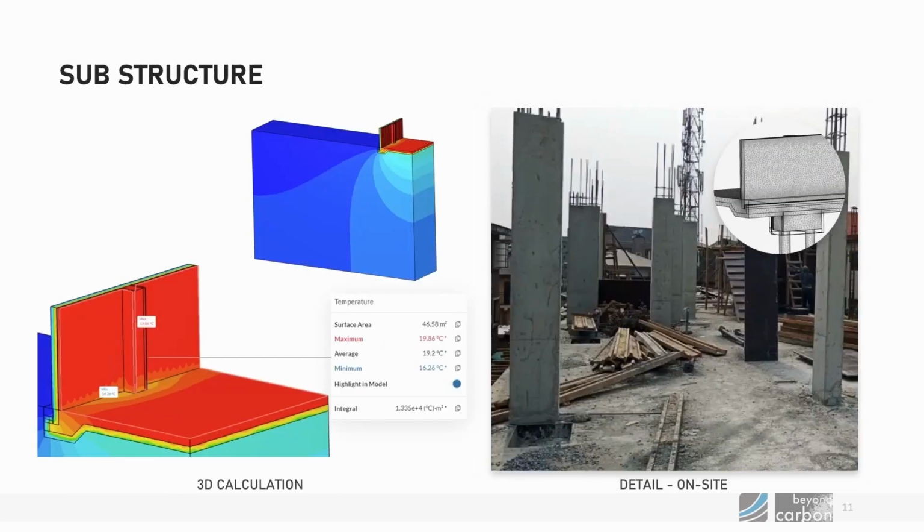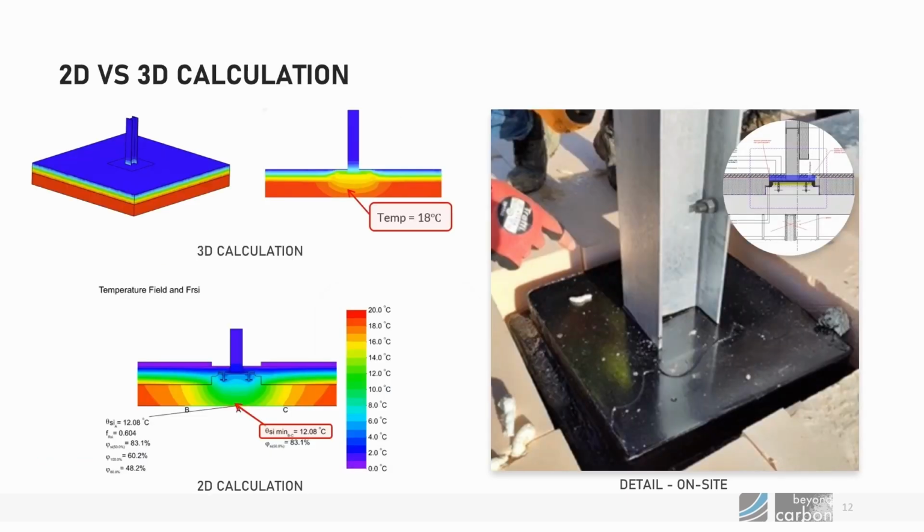Substructure has a number of three-dimensional calculations, particularly around columns, which pass through the insulation layer onto pile caps. That's a classic requirement, or a shear wall, concrete shear walls, which pass through the insulation layer, are also typically a 3D calculation. This just shows what happens if we try to model one of these details in 2D.